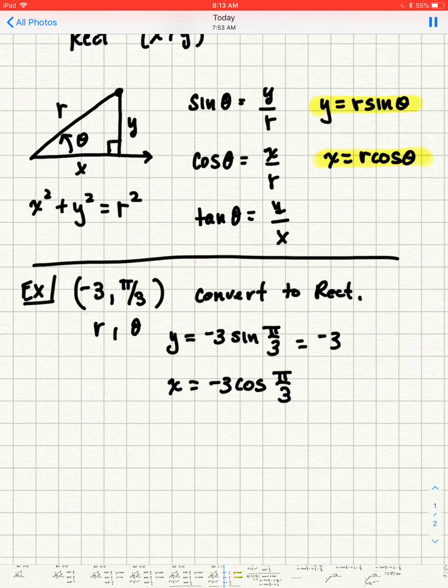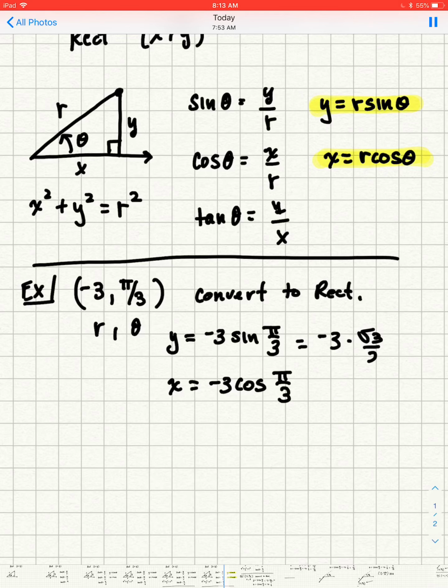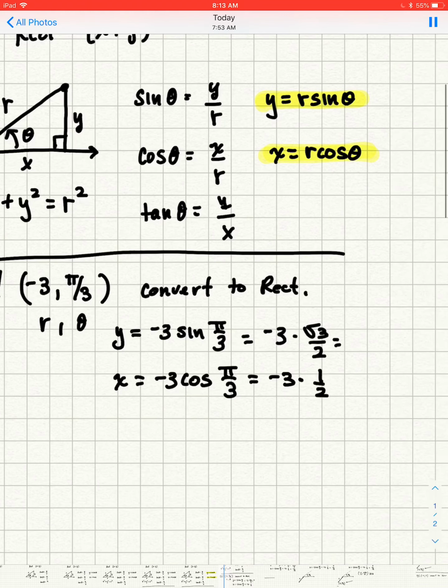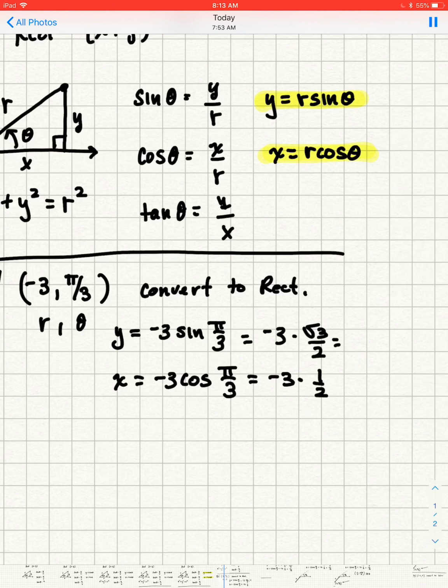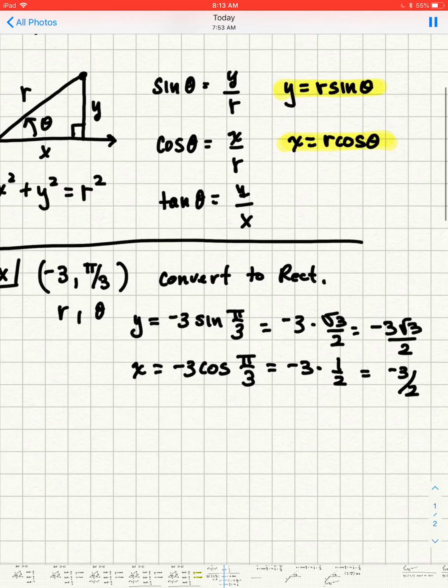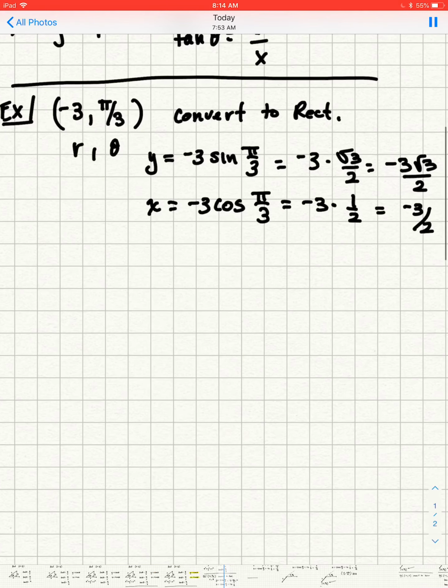This winds up giving us negative 3 times root 3 over 2 and negative 3 times 1/2. So we wind up with negative 3 root 3 over 2 and negative 3 over 2.